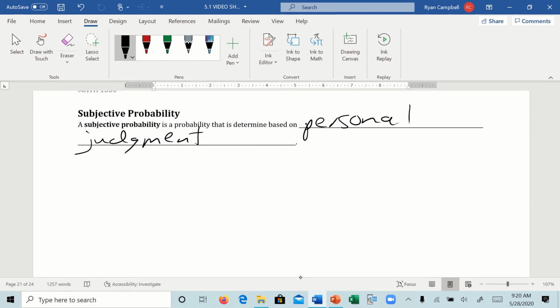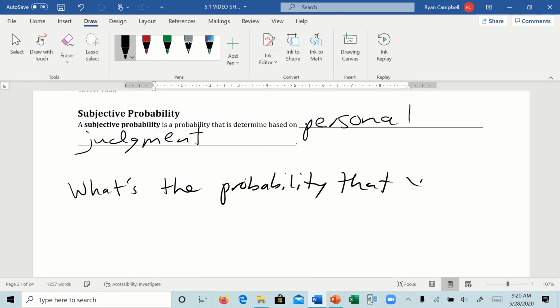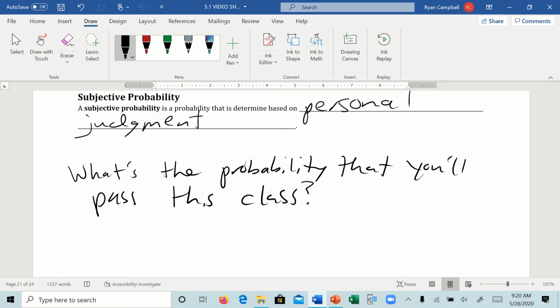So, we can ask the question, for you as a student, what's the probability that you'll pass this class? Right? What's the probability you'll pass this class? So some students might say 70%. Some people might say 90%. They're going to put a lot of work into it. They're really good at math. Some people may say, oh, it's going to be very small, like 30%, maybe 20% if I'm lucky, right?